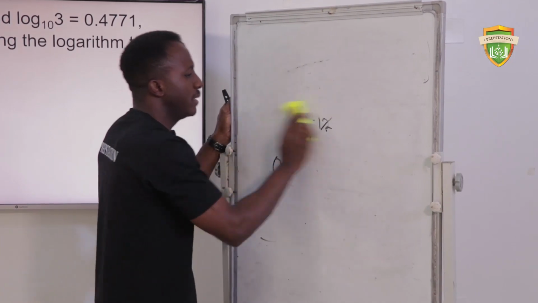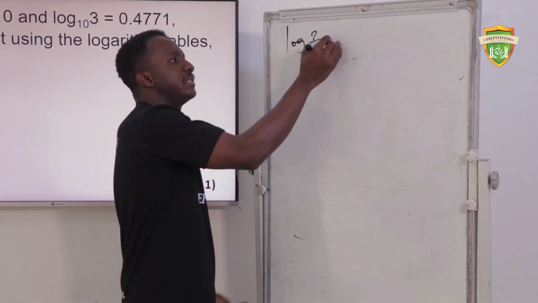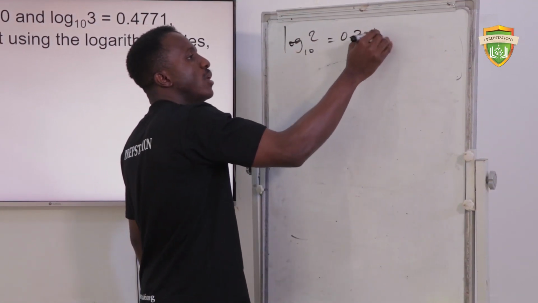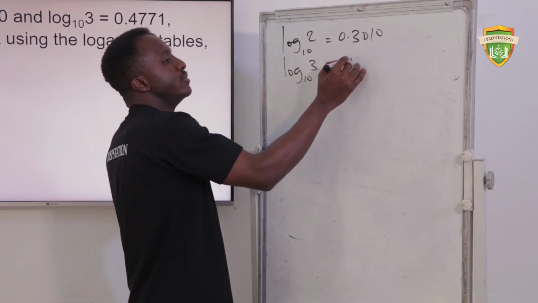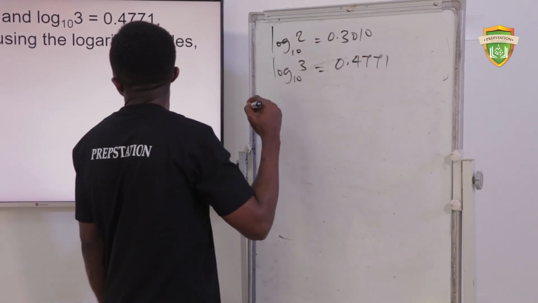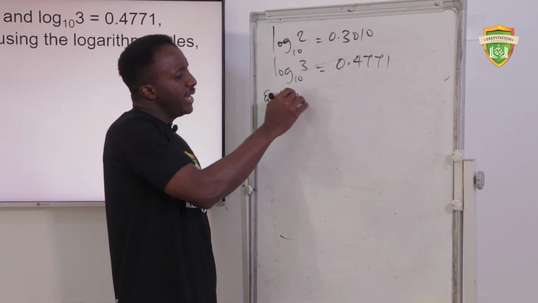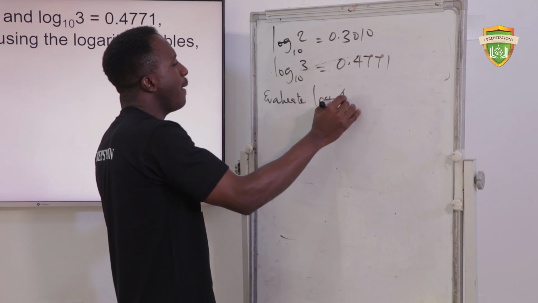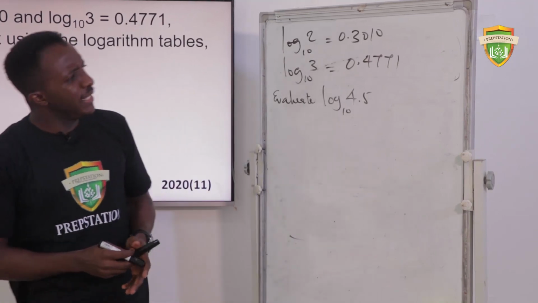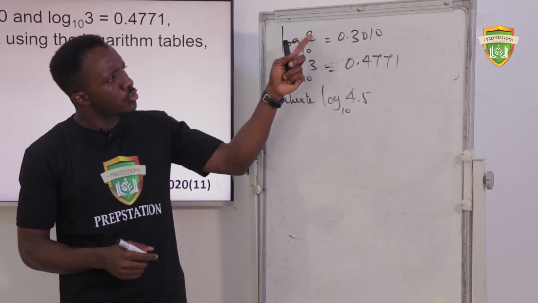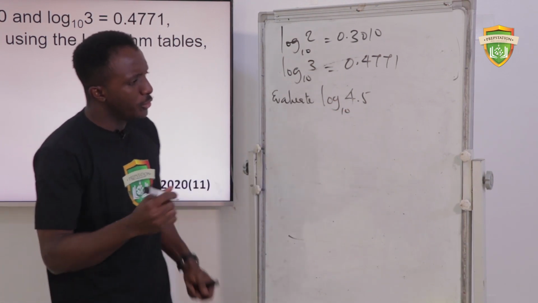Now you have been told that log 2 base 10 is 0.3010 and log 3 base 10 is 0.4771. Now we are expected to evaluate log 4.5 base 10. Now the question that comes to mind is, how do you link or relate 2 and 3 to 4.5? Now it's very simple. I'll show you something.